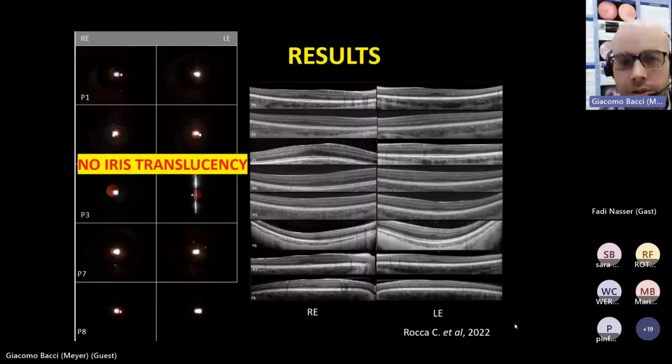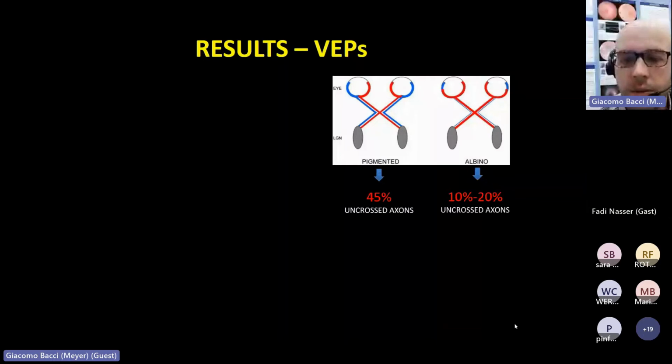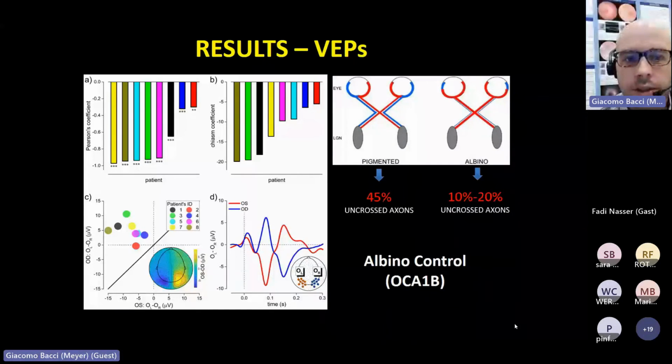And we think that doing the VEPs would be useful to know whether there is an abnormal crossing of the nerve fiber layers. As we know, in pigmented individuals there are 45% uncrossed axons, while in albino patients there are 10 to 20% uncrossed axons. And we studied them with these VEPs, with an albino control just for comparison, as we know the counterphase waves actually demonstrate the misrouting of optic pathways.